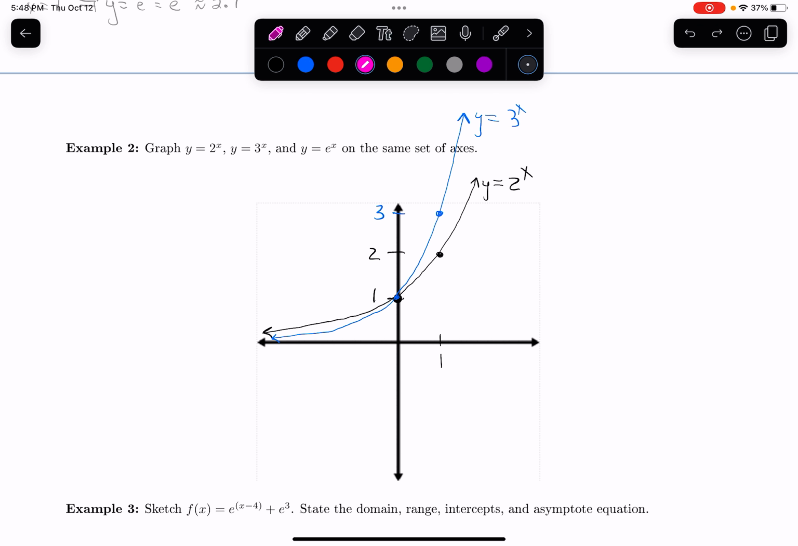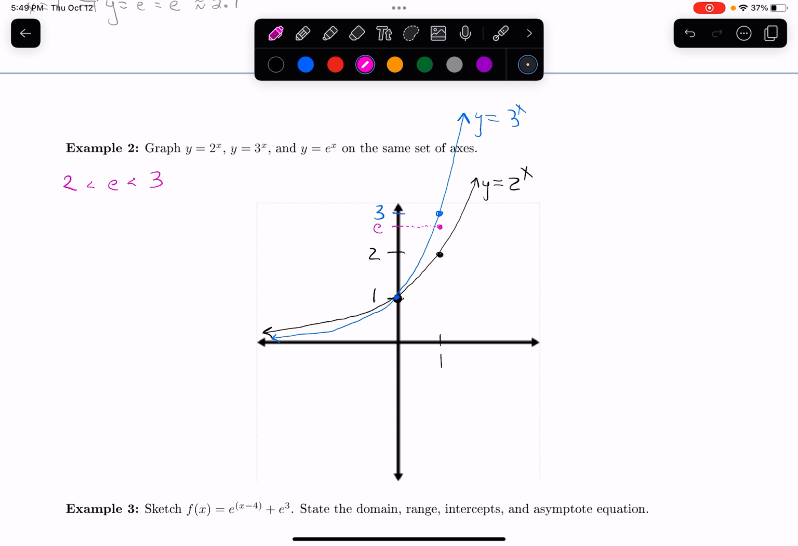Well, the key thing to know is that e is something that's between 2 and 3, right? Because e is about 2.7. So when I plug in 1 for this x, the y value is about 2.7, which is somewhere here-ish. I'm going to label that as E. Okay, so when x is 1, the y value now is here, about 2.7.